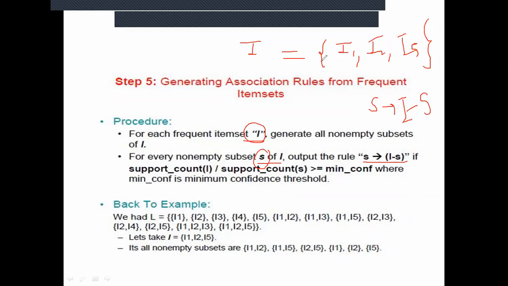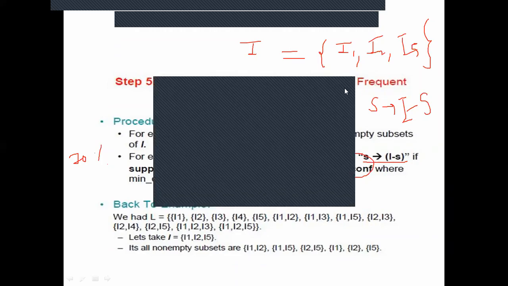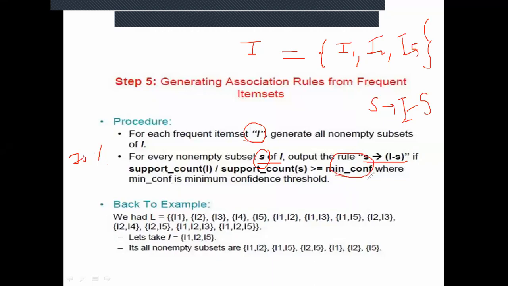The support count of I divided by the support count of S should be greater than or equal to the confidence that you have decided. What was the confidence that we had decided initially? That was 70%. So when you are taking the support count of I divided by the support count of S, that should be greater than or equal to the minimum confidence. I will take one example, then it would be clear.